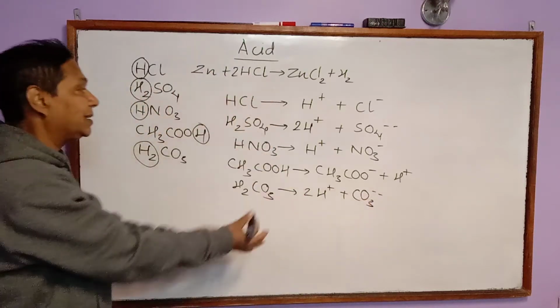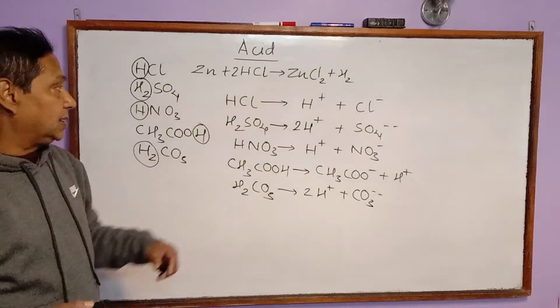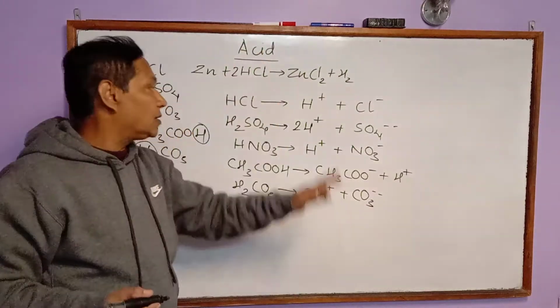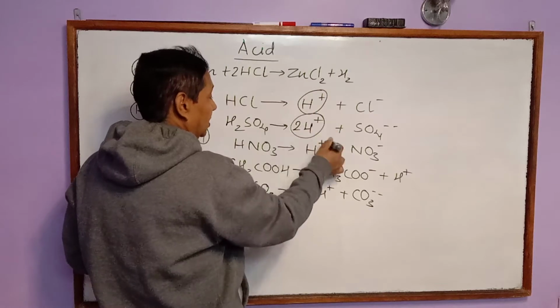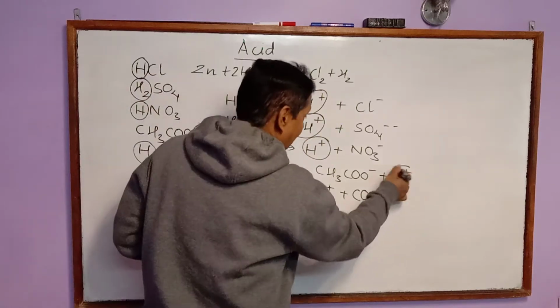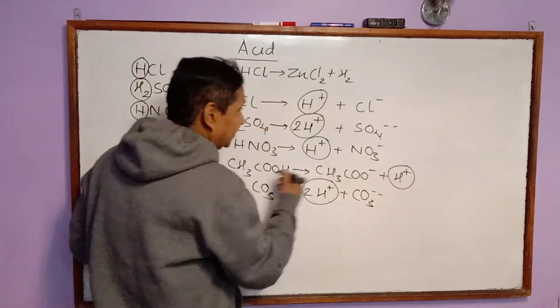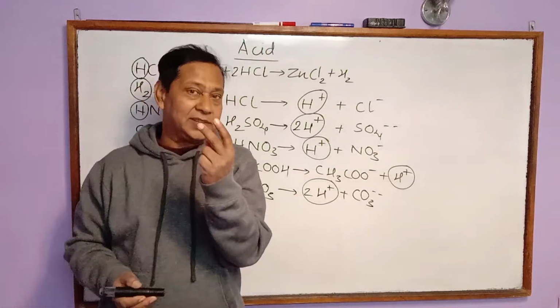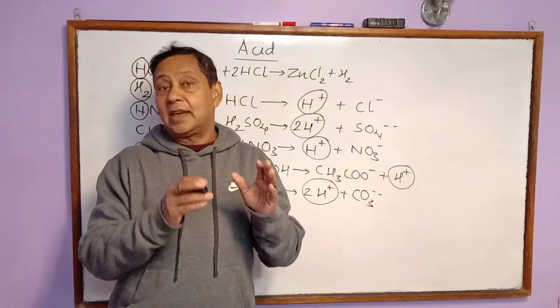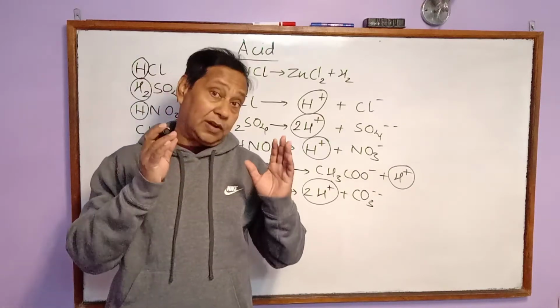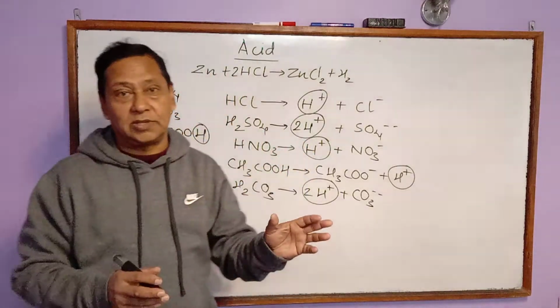Look at this. What is common in these cases? When acid dissolves in water, it forms hydrogen ion. This is the identification of acid. I told you two identifications of acid. What? One is that acid contains a hydrogen atom or atoms. Another one, it gives hydrogen ion.